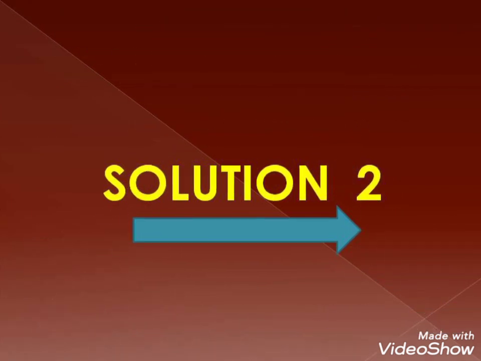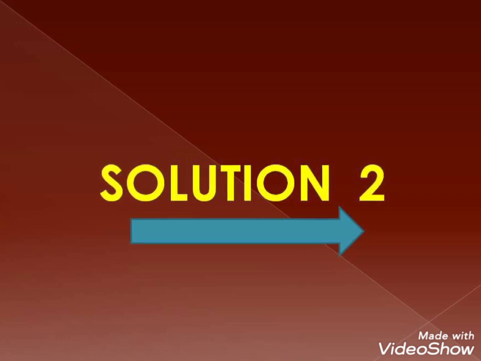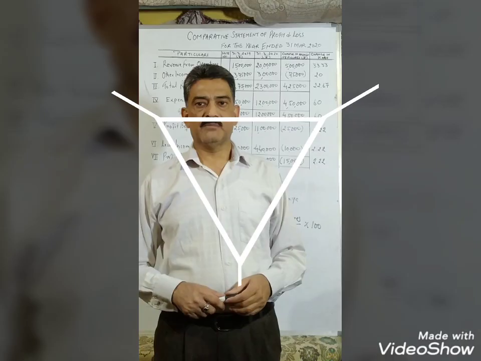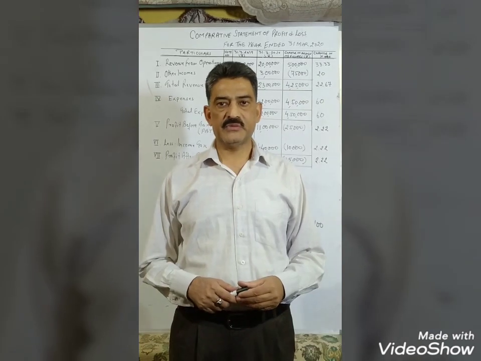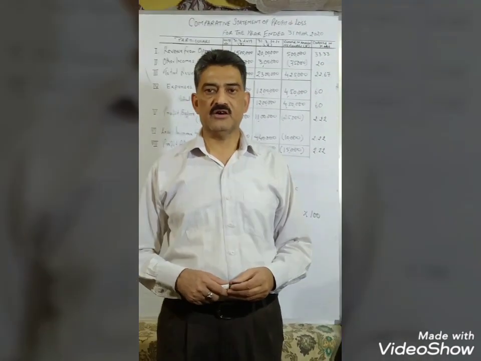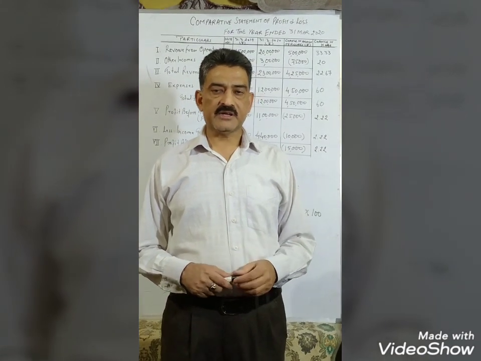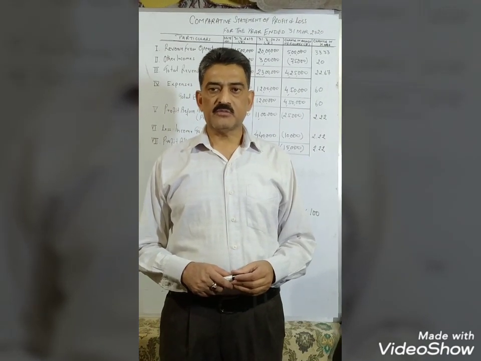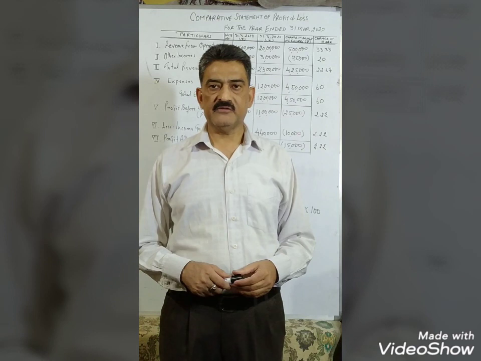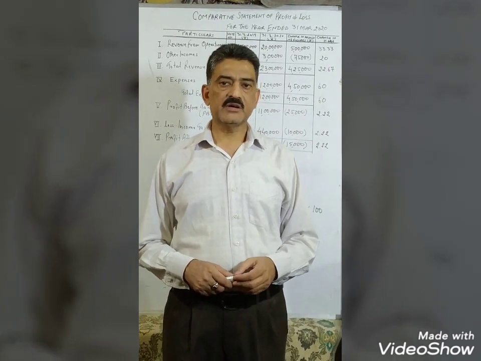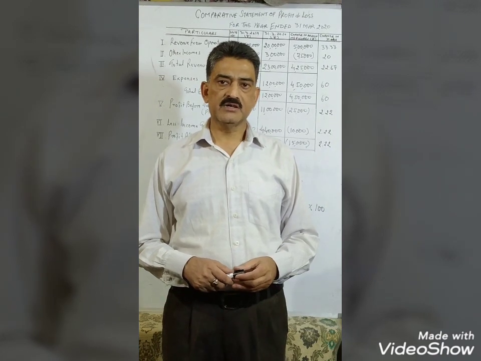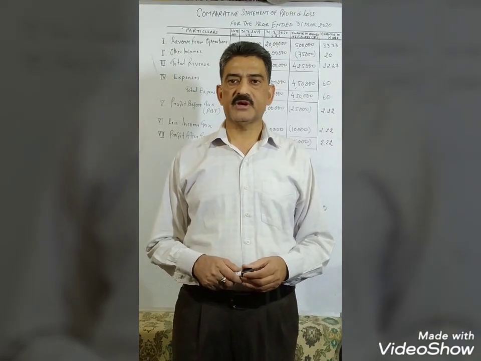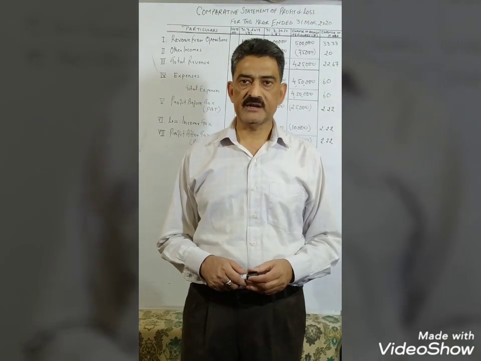Here is the solution for practical problem 2, that is how to prepare a comparative statement of profit and loss. Practical problem number 2 says the preparation of comparative statement of profit and loss. In the practical problem 2, we are given two statements of profit and loss for the year 2019 and for the year 2020. Now, on the basis of this information, we have to prepare a comparative statement of profit and loss.